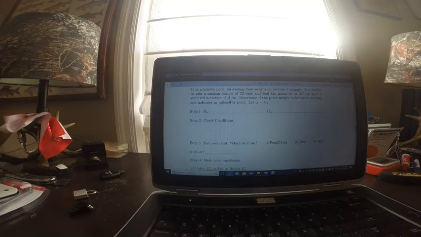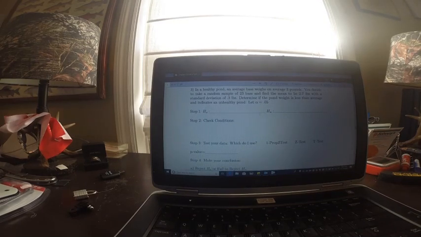Alright, number 3 says in a healthy pond, an average bass weighs on average 3 pounds. You decide to take a random sample of 23 bass and find the mean to be 2.7 pounds with a standard deviation of 0.3 pounds. Determine if the pond weight is less than average and indicates an unhealthy pond. So we're going to let alpha equal 0.05 here.